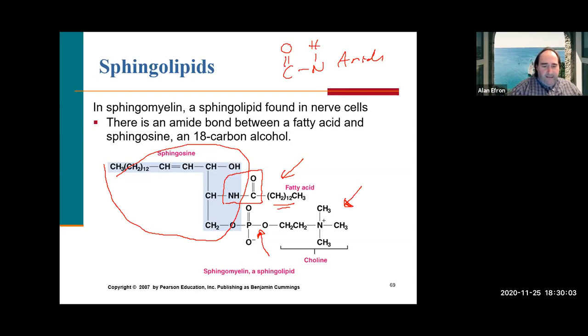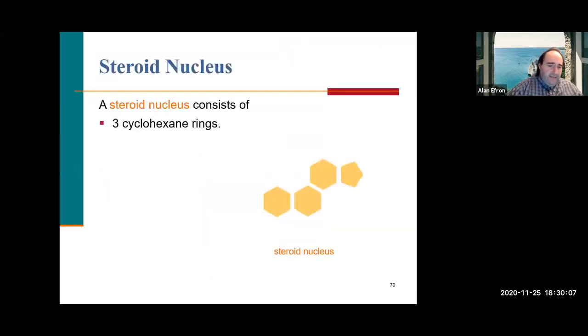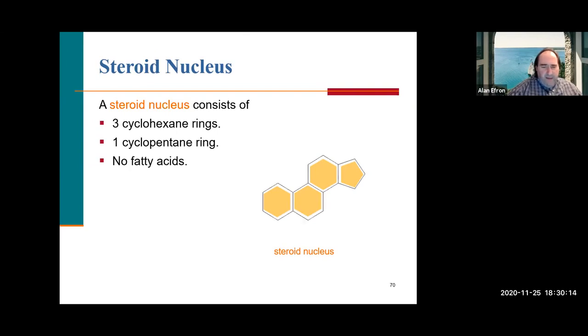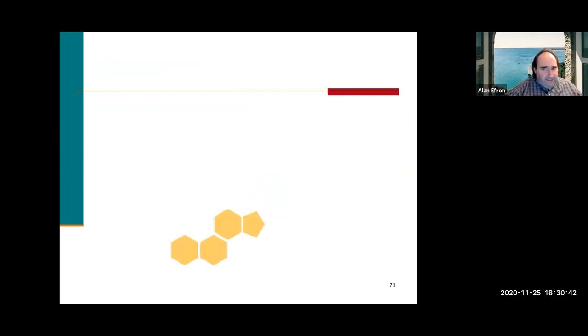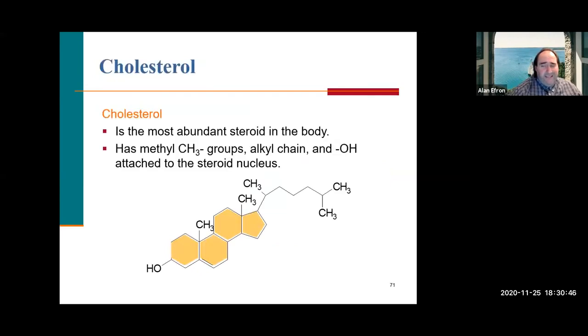Lastly, in terms of something that's maybe not necessarily a lipid, as it doesn't have fatty acids, is a steroid nucleus. And what we see here to the right is a steroid nucleus. It is made up of basically 3 cyclohexane type rings like we see in organic chemistry, and 1 cyclopentane ring, all hooked together. No long chain fatty acids attached here. An example of something that's a steroid is cholesterol. And again, you could see the steroid nucleus right here, made up of those 3 cyclohexane rings and 1 cyclopentane ring.